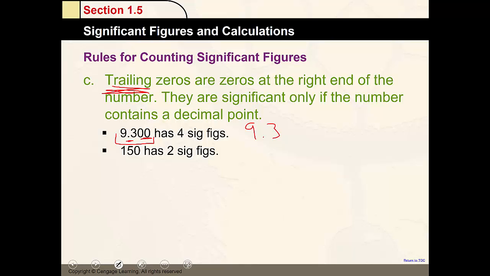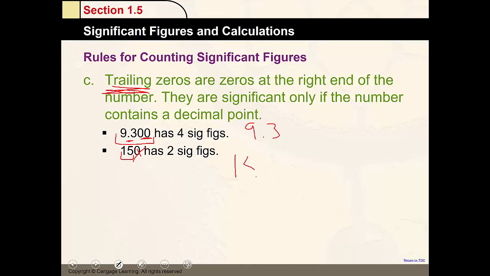Okay, now 150, this is a trailing zero, it's a zero at the end. However, there is no decimal here, meaning this zero is not significant. It is not adding to the precision of the number. So here, 150 with no decimal point has just 2 sig figs. The reason for it, that final zero doesn't add any precision. So when we're saying 150, we could be saying anywhere between 145 and 154.